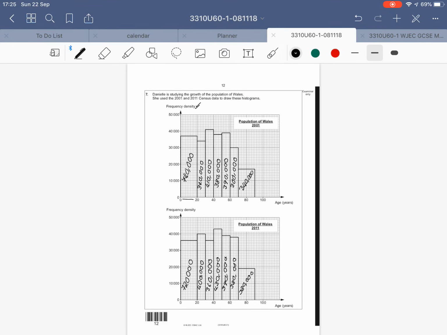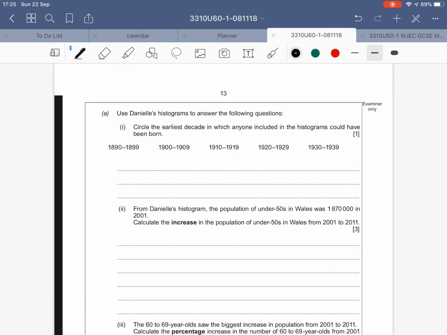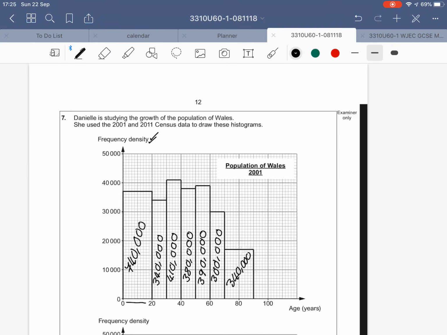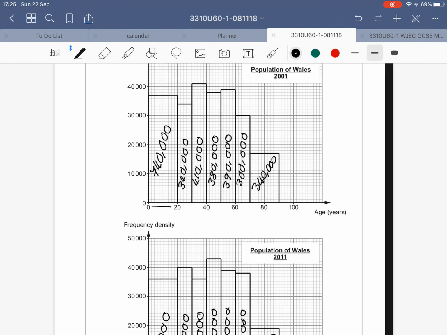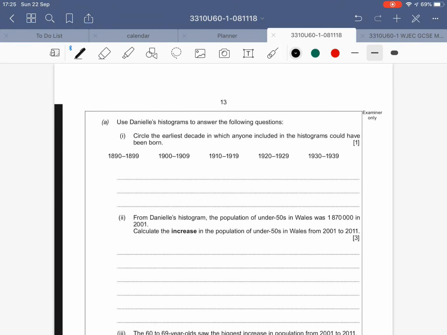Okay, right. I've done all of my areas, so I've basically found the frequencies. I can now go across and read my questions. Use Danielle's histogram to answer the following questions. Circle the earliest decade in which anyone included in the histogram could have been born. So obviously we're going to look at the smaller number, so in 2001, because that'll be the earliest time people would be born. The oldest person could have been 90, could have been like 72, but according to the histogram it goes up to 90. So 2001 take away 90 is 1911.